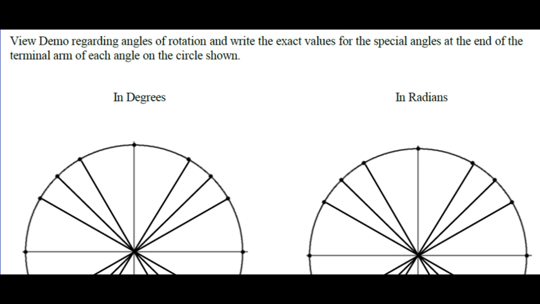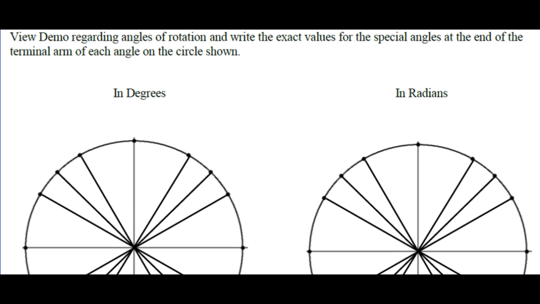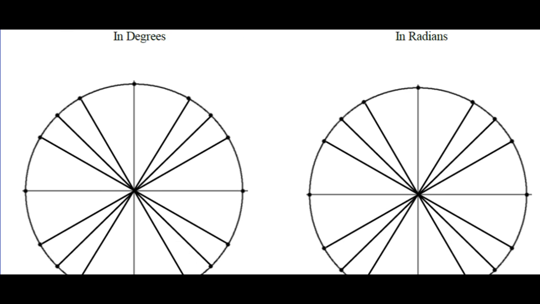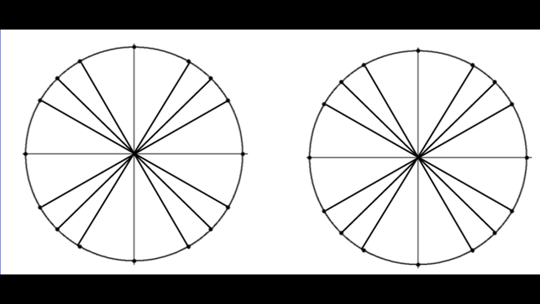View demo graph. View demo regarding Earth's rotation. Write the exact values, special angles at the ends of each circle in degrees and radians. Okay, so I think we've already viewed the demo, so we can just go through and do this. So in degrees, you should just be able to look up the page. This is 0 degrees, right? Now, what's the next one? It's going to be 30 degrees. This one is 45 degrees. Then we got 60, and then 90, and 120.